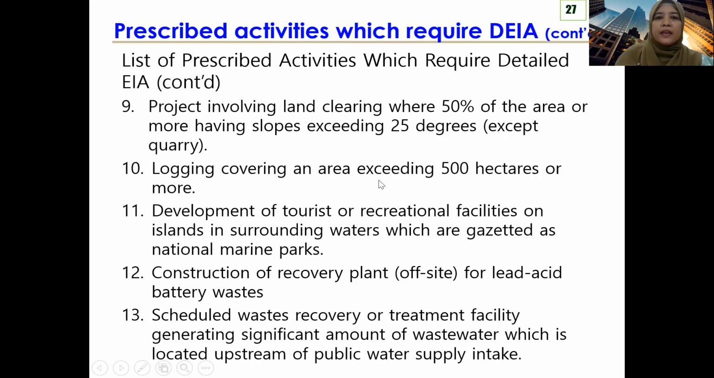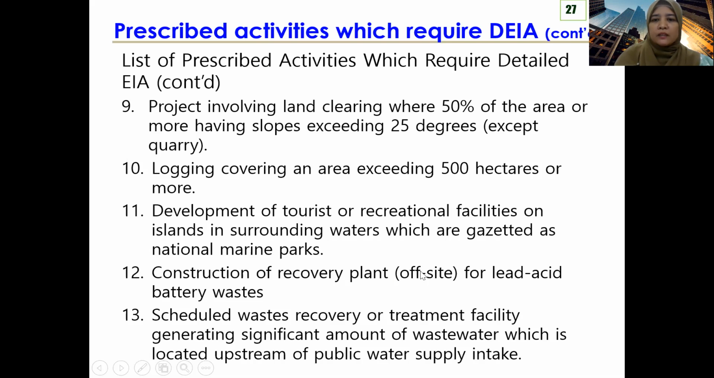Logging, covering an area exceeding 500 hectares or more. Logging involves cutting down jungle, for instance, kan? Which is the source of oxygen. We know that, right? Development of tourist or recreational facilities on islands in surrounding waters which are gazetted as national marine parks, because the government wants to protect the national marine parks. Because once the corals, for instance, in the national marine parks are destroyed, it will take 100 years or more to rebuild the corals again.